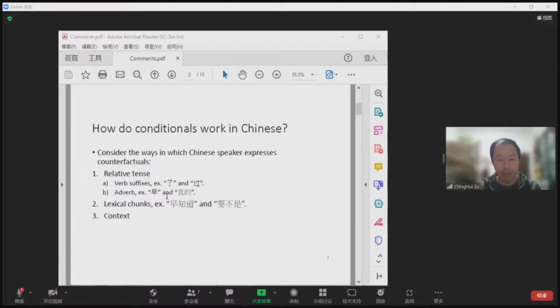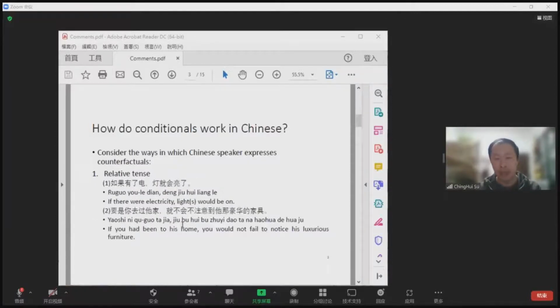As you can see here, as shown in 1 and 2, le and guo function grammatically, and they have a role in expressing counterfactuality. Say, 如果有了电，灯就会亮。要是你去过他家，就不会不注意他那豪华的家具。So if we take conditionals without such verb suffixes as indicative conditionals by default, such conditionals are typically irrelevant mode, indicating the speakers don't know what had happened.